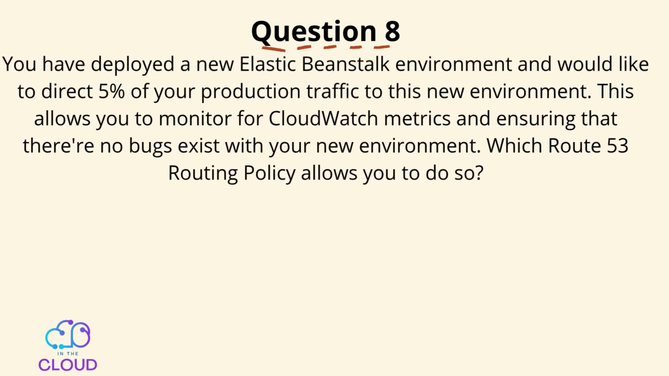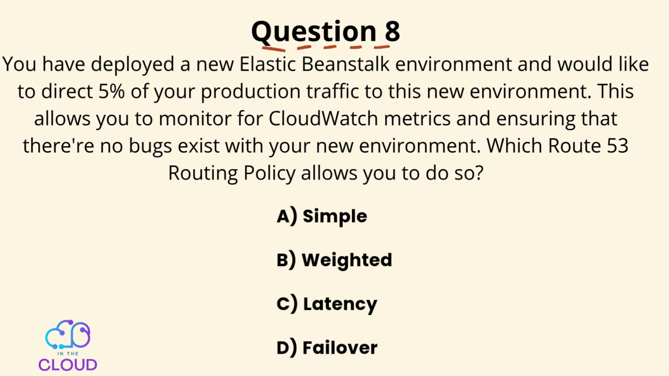Question 8. You have deployed a new Elastic Beanstalk environment and would like to direct 5% of your production traffic to this new environment. This allows you to monitor cloud metrics and ensure that no bugs exist within your environment. Which Route 53 routing policy allows you to do so? A. Simple. B. Weighted. C. Latency. D. Failover.